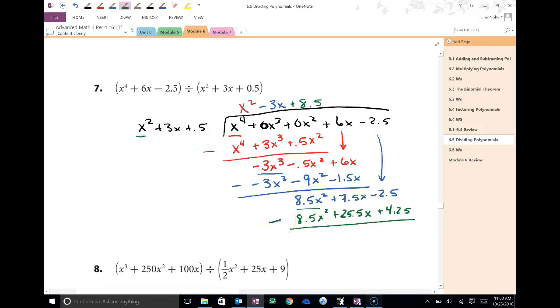Okay, so we subtract, and the x squareds go away. How many x's? I have 7.5 minus 25.5. Negative, is it just straight up 18, right? Okay. And what about negative 2.5 minus 4.25? Okay, so now I'm down to a linear piece, so that's smaller than a quadratic, so now I'm at my remainder, so my remainder is going to be plus negative 18x minus 6.75 over the divisor of x squared plus 3x plus 0.5.